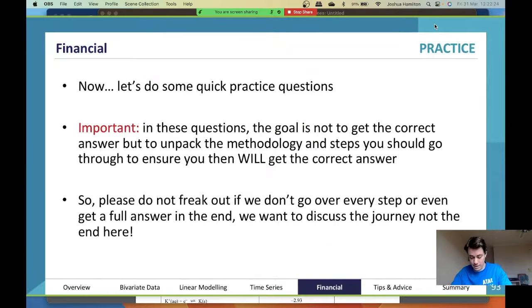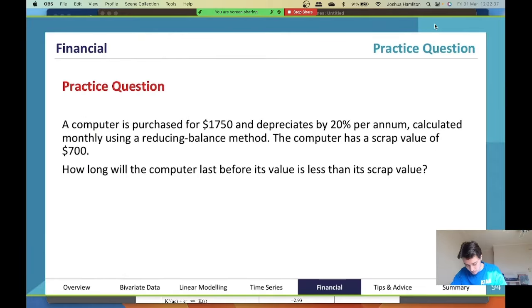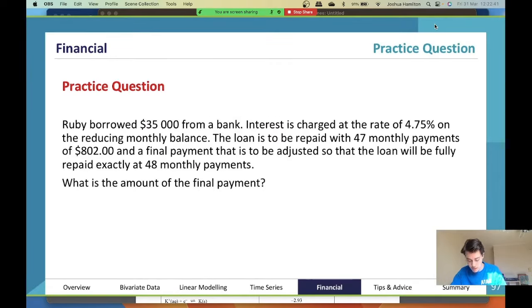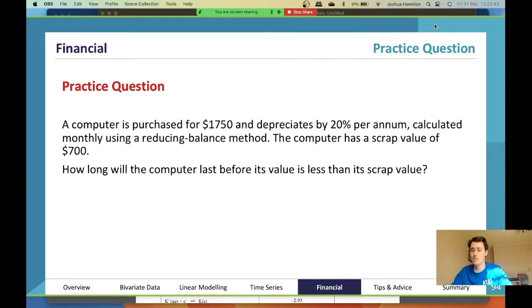Now, I think the best way to learn financial, as I've discussed, is to do practice questions. So once you've done your textbook, you need to move on to exam style questions, SAP style questions, because that is how you're going to learn. So I've set up 1, 2, 3 questions here. We're just going to go through them.